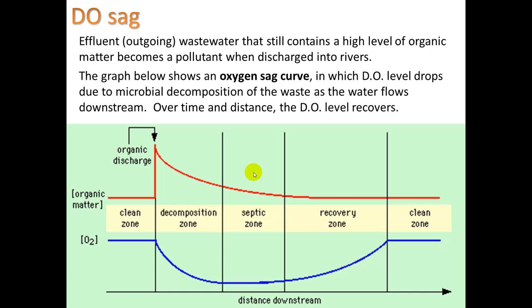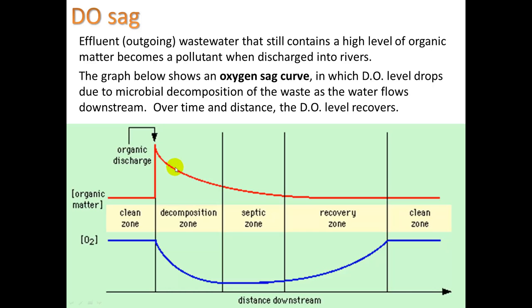Over time and distance, the DO level recovers. So if you take a look at this graph here, the horizontal axis is distance downstream. And we have two variables here. One is organic matter, and the other one in blue is oxygen level. So before the point along the river where the water is discharged from the wastewater treatment plant, you have very low organic matter, very high oxygen. Then here comes the discharge, high organic content. I mean, hopefully not too high, but higher than normal.